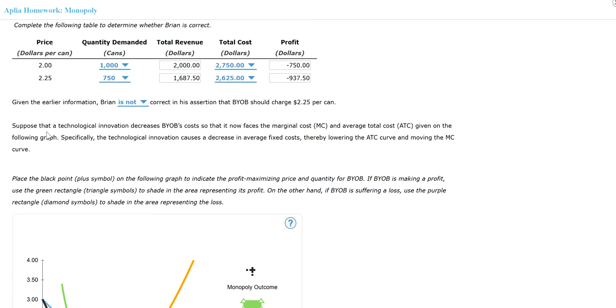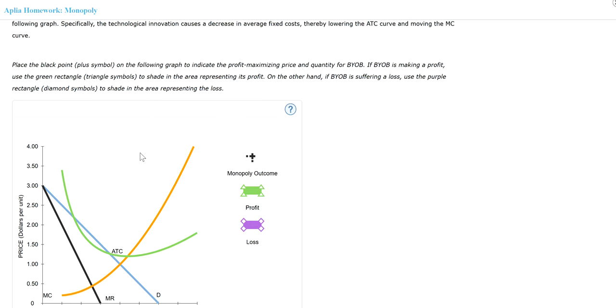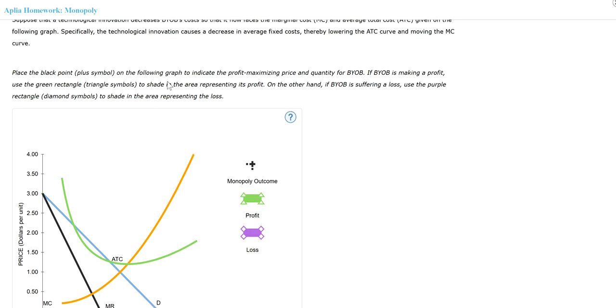Suppose that technological innovation decreased BYOB's cost so that it now faces the marginal cost curve and the average total cost curve given on the following graph. Specifically, the innovation causes a decrease in average fixed cost, thereby lowering the ATC curve and moving the marginal cost curve. All right, so we have a new graph over here. Place the black points. All right, so do the same thing you did before on the graph.